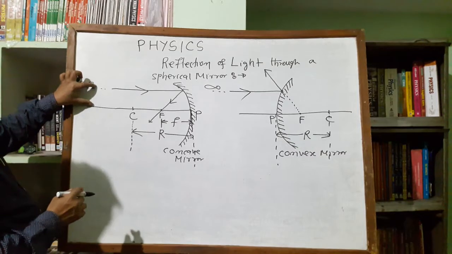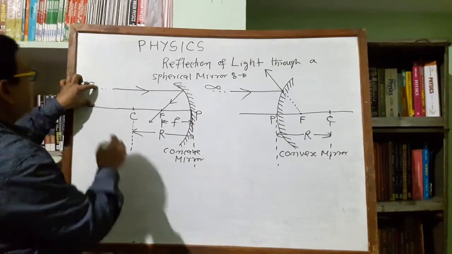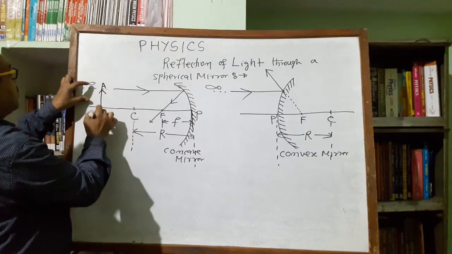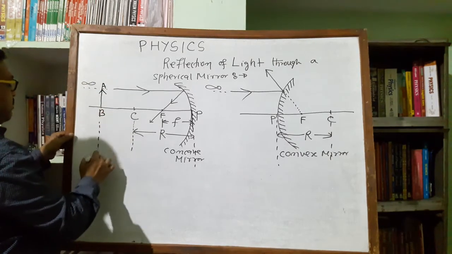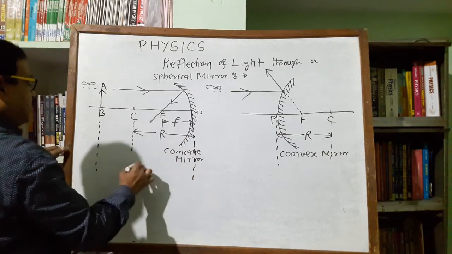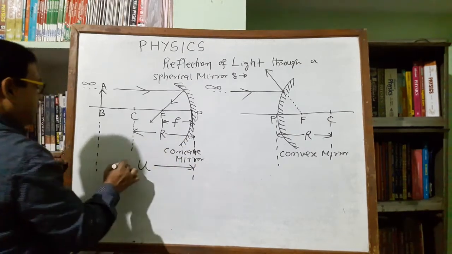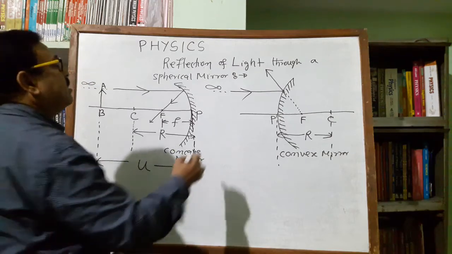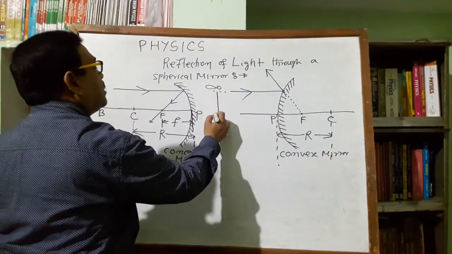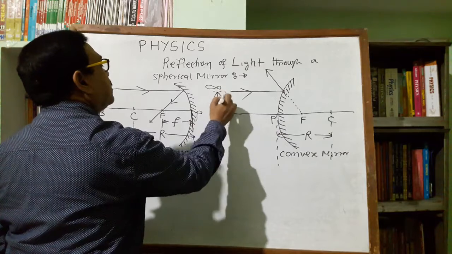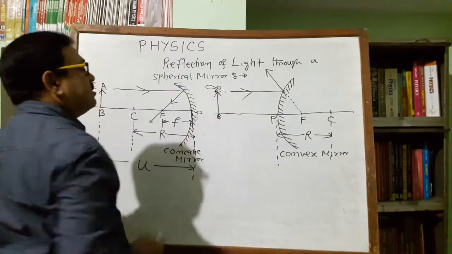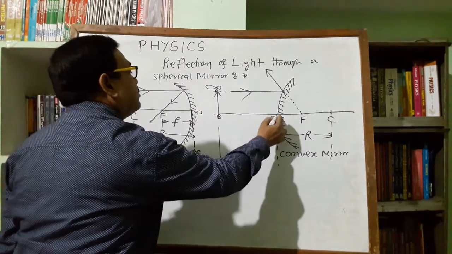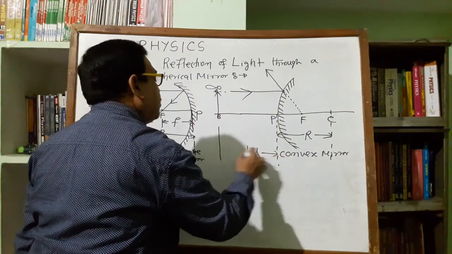If we keep any object in front of the spherical mirror, the object distance must be measured from the pole of the mirror, and we call it U. U is the common representation of the object distance for both kinds of mirror. If you keep the object similarly in front of the convex mirror, with AB as the height of the object, we can decide the distance of the object from the pole of the mirror, and we will always write U.